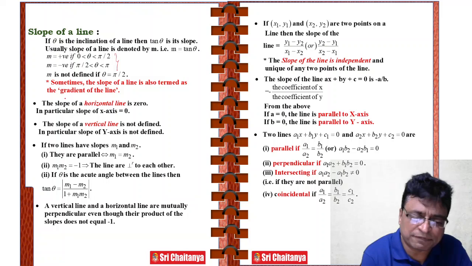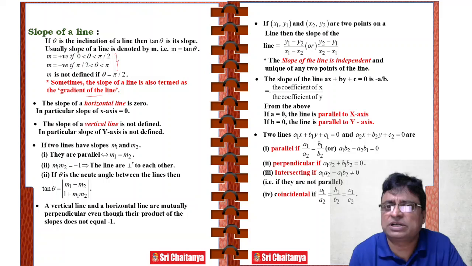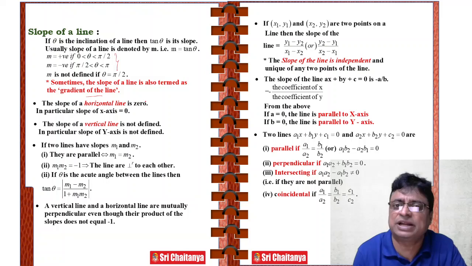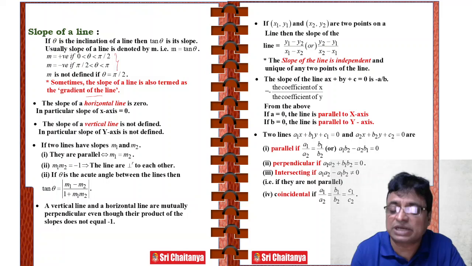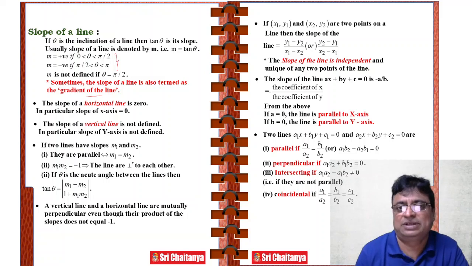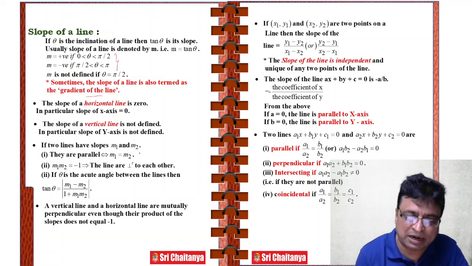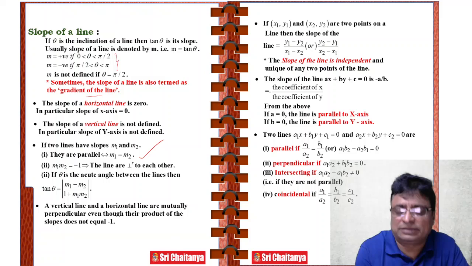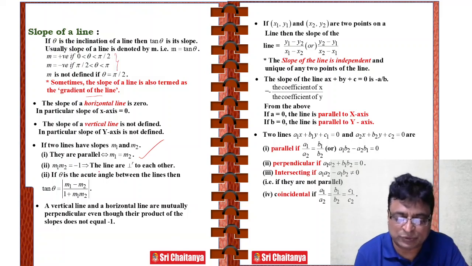Sometimes the slope of the line is also called gradient. Of course, the slope of a horizontal line is 0, so the slope of the x-axis is 0. The slope of a vertical line is not defined. That's why for the slope of the y-axis we consider infinity. If two lines have slopes m1 and m2 and they are parallel, then the condition is m1 is equal to m2. If two lines are perpendicular, other than the lines which are parallel to the coordinate axes, then the product of their slopes is equal to -1.